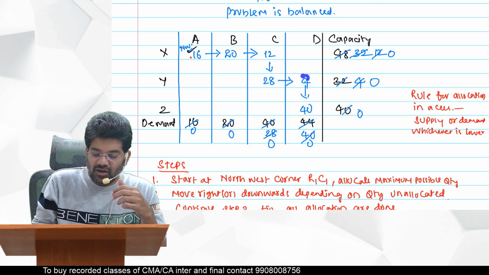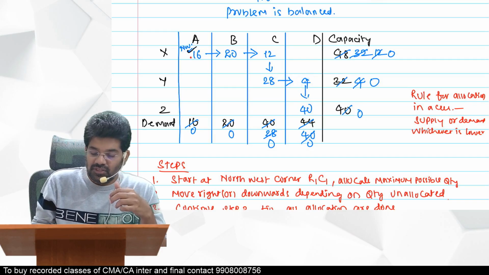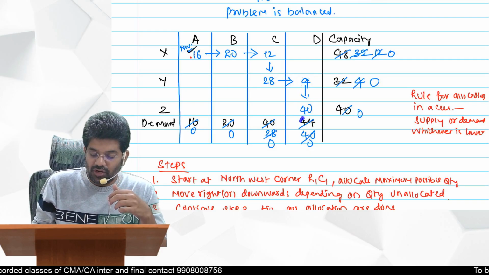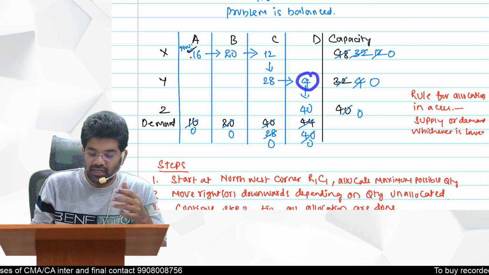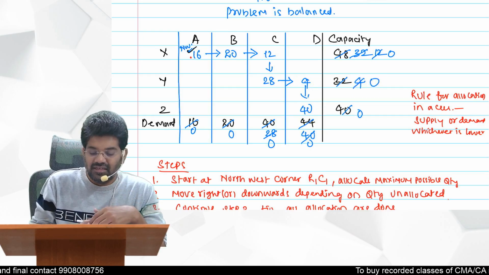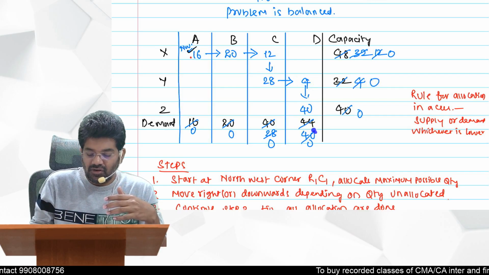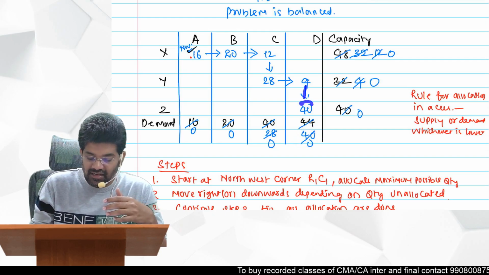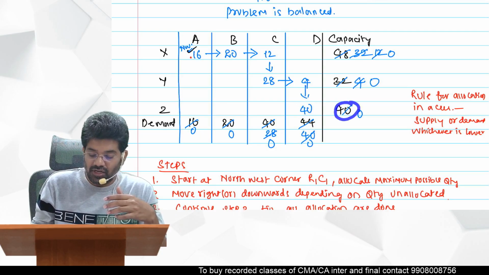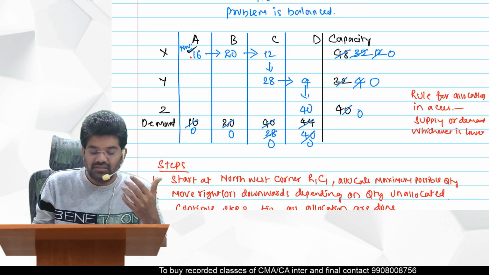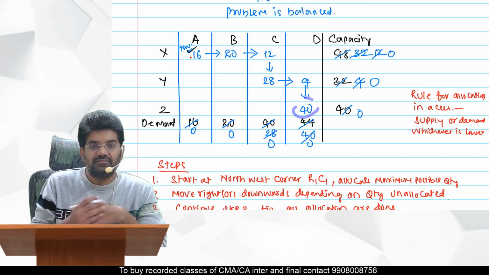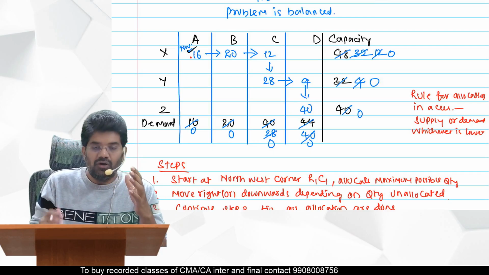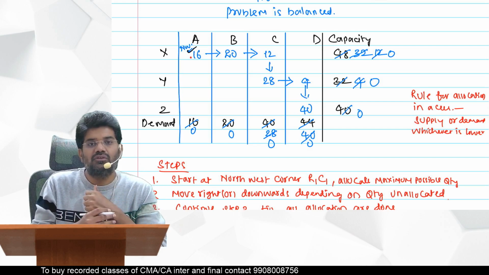So in this cell, how much can I allocate now? Here, what is the balance left? 4. Here you have 44. Whichever is lower, 4 you allocated. So this will become 0. 44 will become 40. Now since it has not got exhausted, you can come downwards. If you come downwards, in the next cell, how much can you allocate? Here you have 40, here you have 40. Whichever is same, 40. Done. So this is how we do it under the northwest corner rule method.